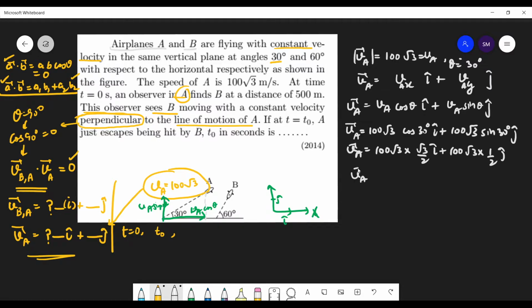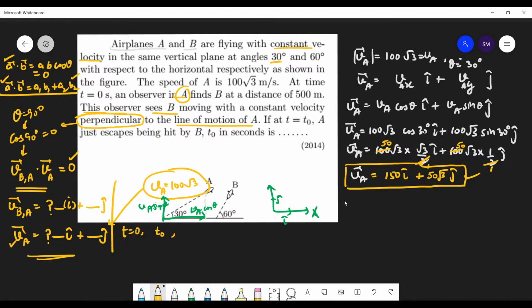So we will get VA as: this is 50, this is also 50, and root 3 times root 3 is 3, so 3 into 50 is 150 I cap plus 50 root 3 j cap. So I've got this vector VA that I was looking for.